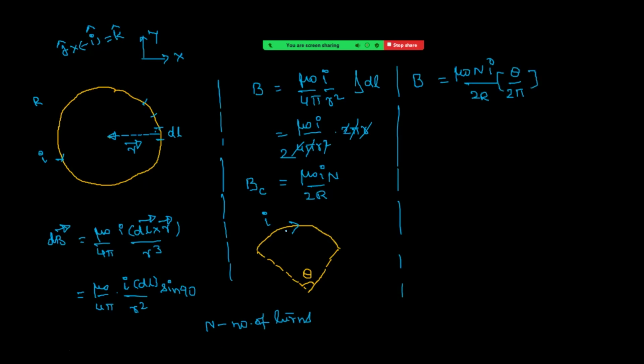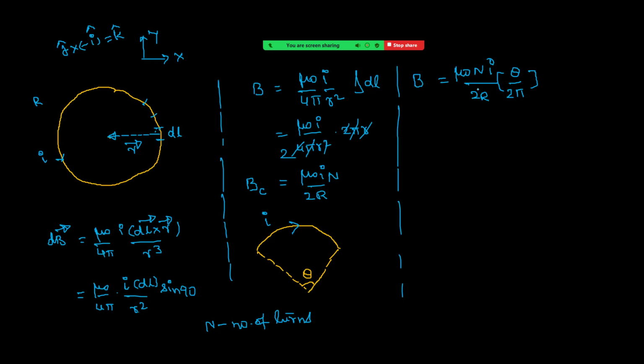Suppose if you are taking one complete circle, then theta equals 2 pi, so 2 pi by 2 pi is 1. If you are taking a half circle, then theta will be pi, so pi by 2 pi. It becomes mu naught Ni by 4R.